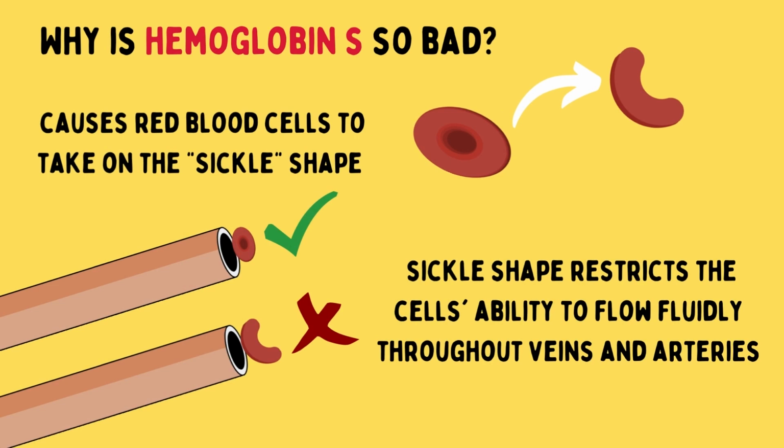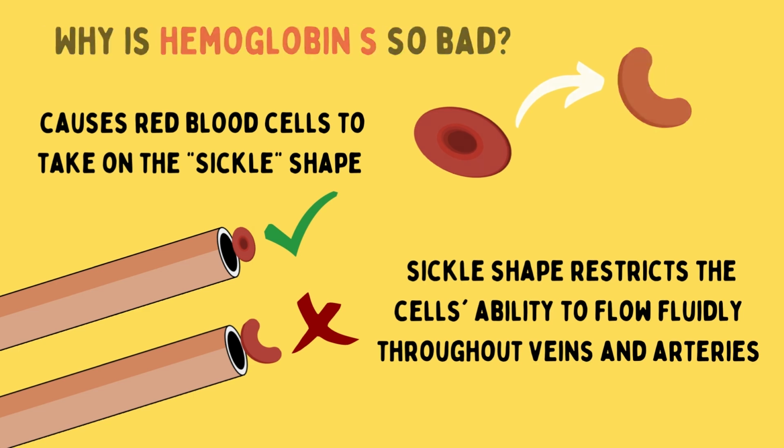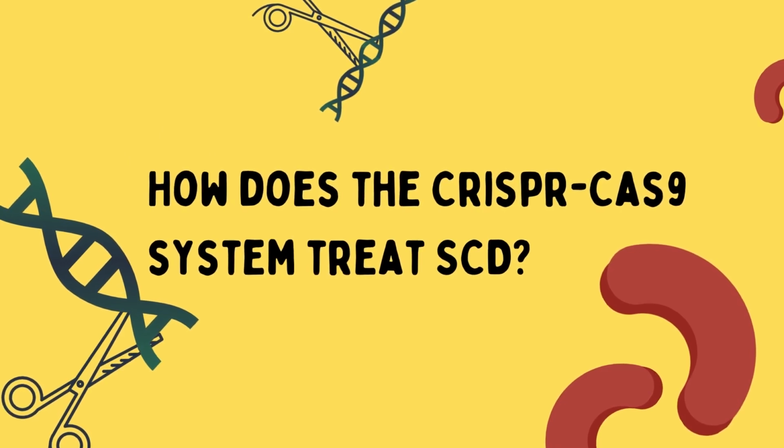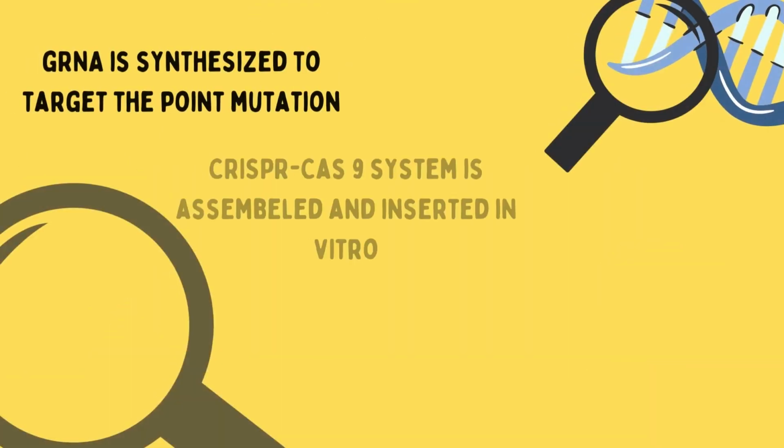The name sickle cell comes from the shape the protein causes. Normal blood cells are round, whereas blood cells affected by sickle cell are shaped like a sickle or crescent moon. This change in shape of red blood cells restricts the cell's ability to flow fluidly throughout veins and arteries, meaning red blood cells cannot carry oxygen to organs and tissues throughout our body. This makes the disease extremely dangerous, as patients can feel weak and tired as the organs are not receiving a sufficient amount of oxygen.